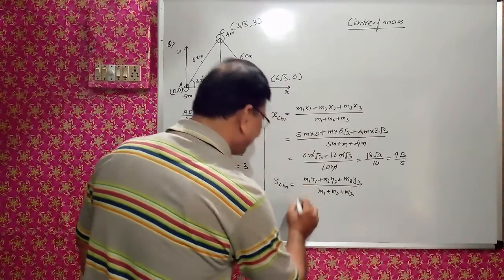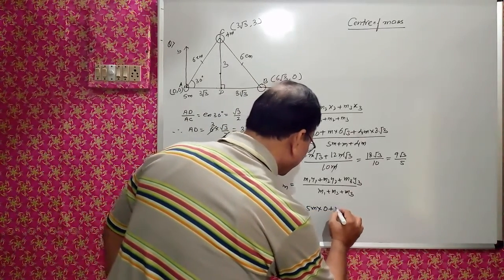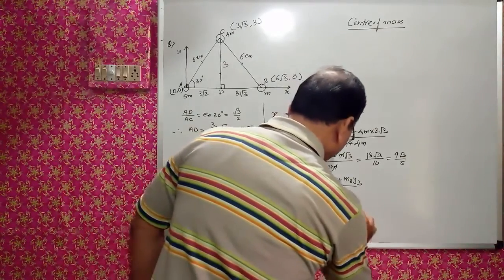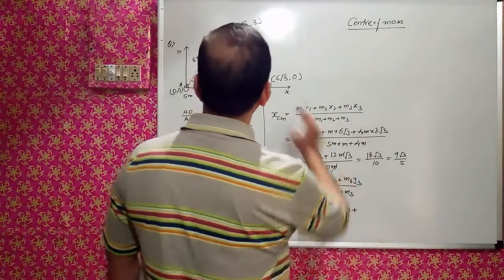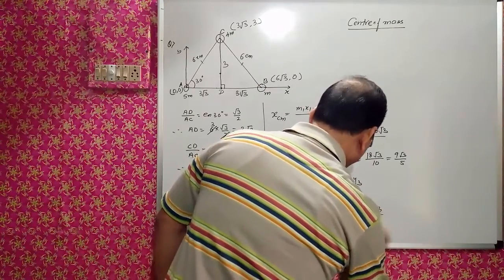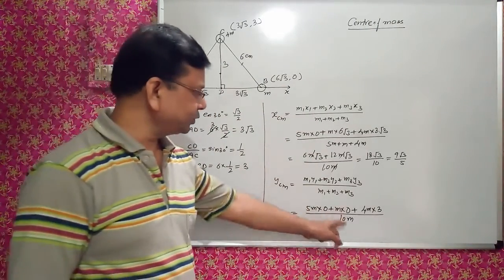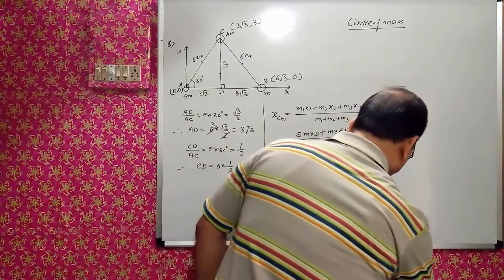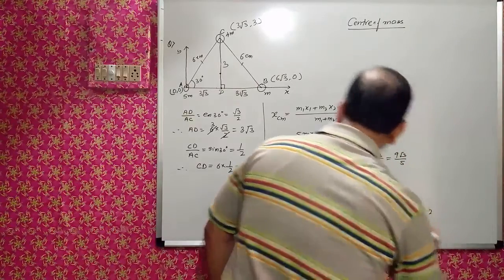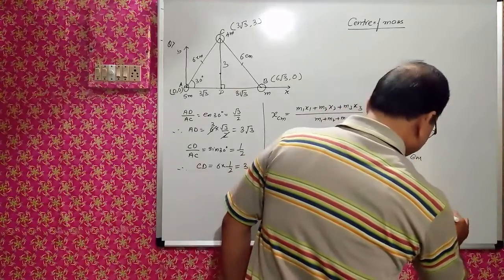Put the values now. M1, that is 5m into 0 plus m into, here again this is m2, again 0 plus m3 4m, that is 4m into y coordinate is 3 divided by simply 10m I will write. Okay, sum of the masses is equal to 10. So that is equal to 12m upon 10m. So m and m will go to 1.2. If these lengths are in centimeter, so we will get this as centimeter, this as centimeter.